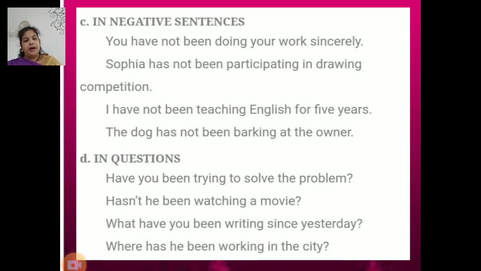We use past perfect continuous tense in negative sentences. For example, you have not been doing your work sincerely. Sophia has not been participating in drawing competition. I have not been teaching English for 5 years. The dog has not been barking at the owner.